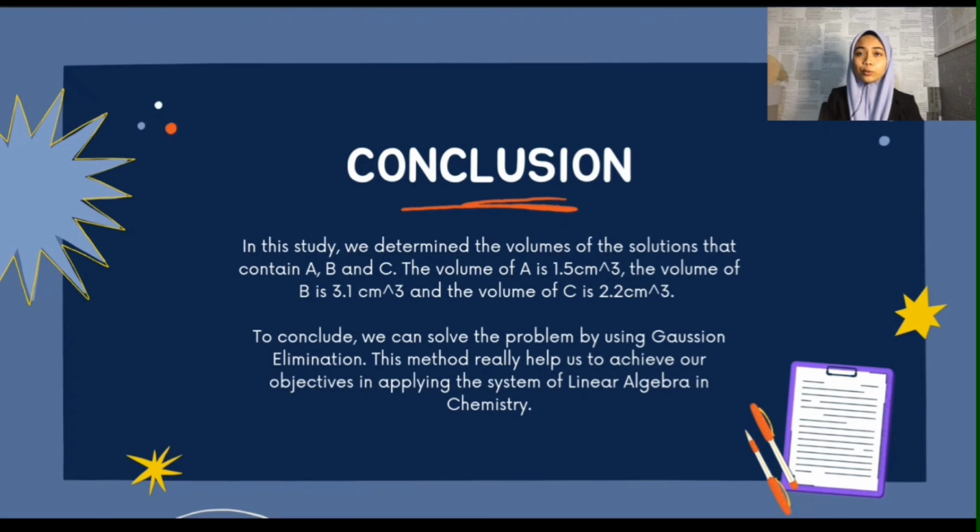In this study, we determined the volumes of the solutions that contain A, B, and C. The volume of A is 1.5 cubic centimeters, the volume of B is 3.1 cubic centimeters, and the volume of C is 2.2 cubic centimeters. To conclude, we can solve the problem by using Gaussian elimination. This method really helps us achieve our objectives in applying systems of linear algebra in chemistry.